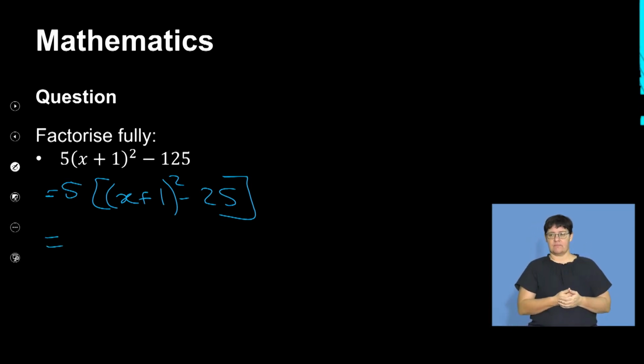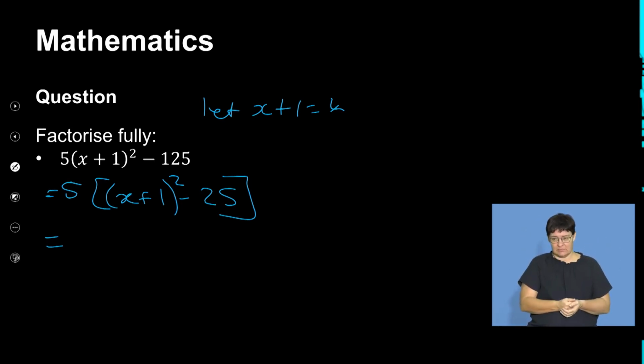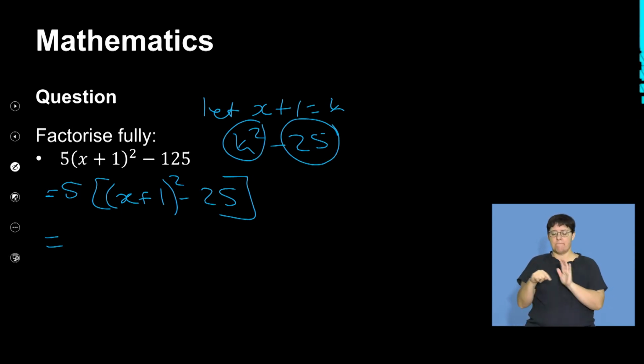And then inside the bracket, if this is too difficult for you, you can then just say let the x plus 1 be equal to k, or let it be something. It doesn't really matter what alphabet you use or what variable you use. But if you really look at this, it is the same as k squared minus 25, which is a perfect square minus a perfect square. So what is this? It is a difference of two squares.